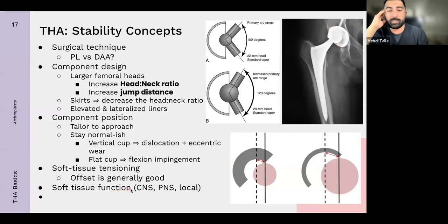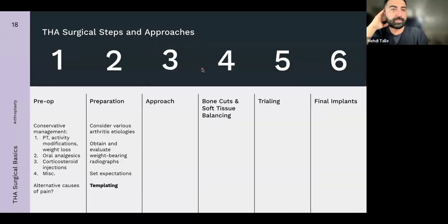And then soft tissue function is important. Patients with strokes, patients with neurocognitive disorders like Parkinson's that can affect their peripheral nervous system in ways, or patients with even local pathologies or infections, things of that nature. These can also affect the stability of your overall total hip.